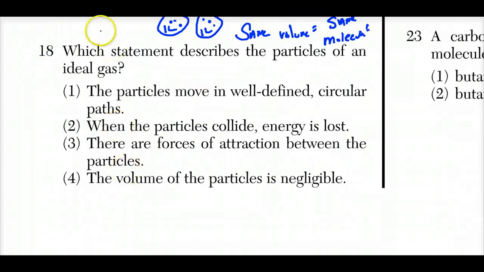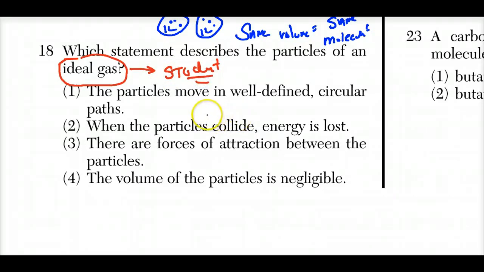Number 18. Which statement describes the particles of an ideal gas? An ideal gas, my friends, is an ideal student. Ideal students, the most ideal, are going to be random. They're paying attention to the teacher. You ask them to get something, they're going to move in a straight line pattern because they don't want to miss any of the lecture or any of the teaching going on. And they'll collide. So what I'm really asking of you is which of the following is part of the kinetic molecular theory? KMT is the acronym, or at least the shorthand notation.